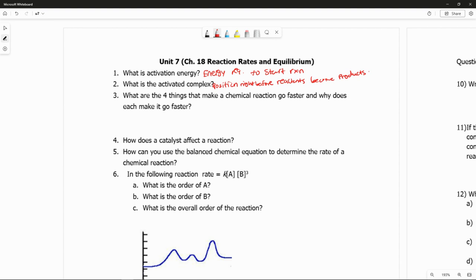What are the 4 things that make a chemical reaction go faster, and why does it make it go faster? Number 1, concentration. By increasing concentration, you're increasing the frequency of collisions because there's more things to collide. Number 2, temperature. By increasing temperature, you're increasing the collision speed.